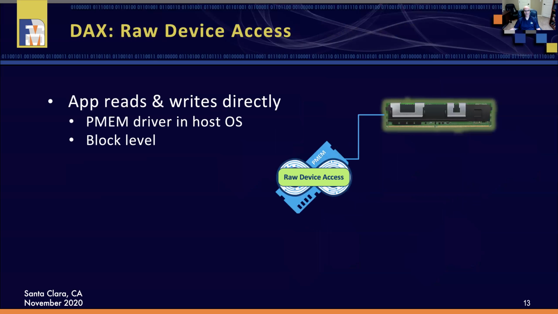Let's look at each one for a moment. In raw device access, the application reads and writes directly to the persistent memory driver that exists in the host operating system at a block level. Very straightforward. Still got to write to it, but it's straightforward. It's relatively fast, but there are faster ways.